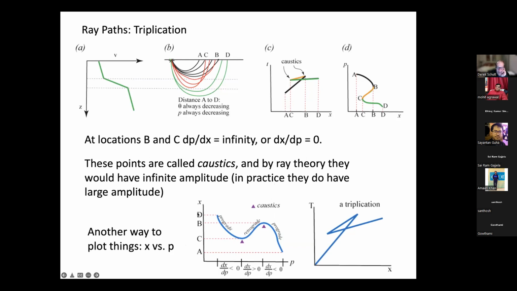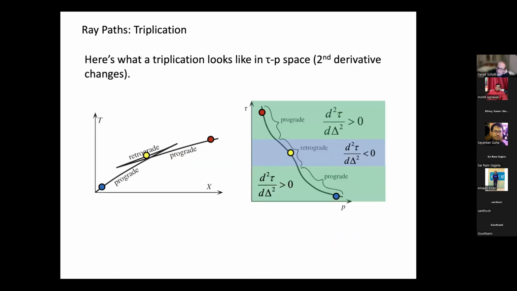We can also plot this in terms of X versus P rather than P versus X, and we get prograde, retrograde, and prograde motion here. Here's what a triplication looks like in tau P space. In this case, d squared tau d delta squared is greater than 0 for prograde motion, less than 0 for retrograde motion, and then back to greater than 0 for prograde motion. So the changes are a little more subtle here. The blue circle shows the prograde, the yellow circle shows the retrograde, and the red circle shows the prograde again.